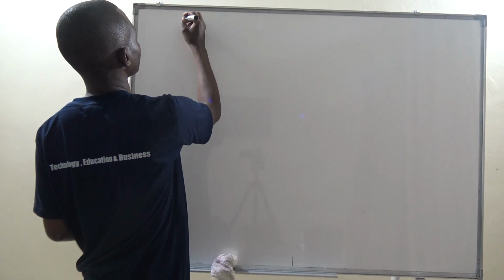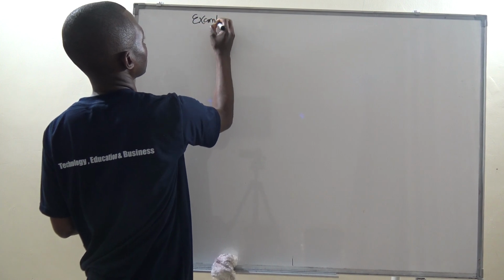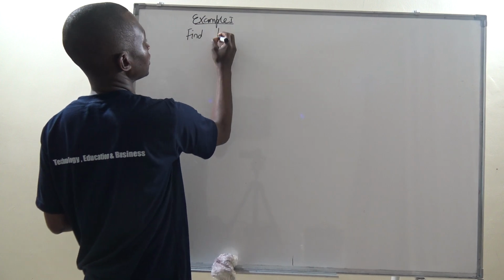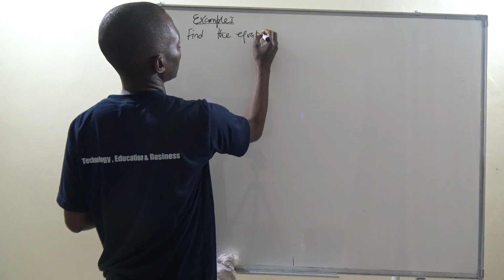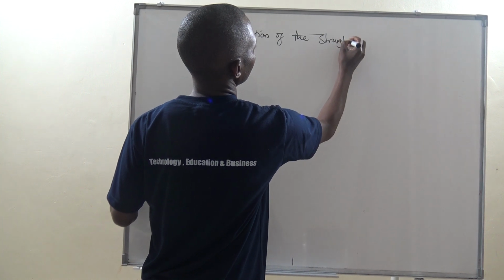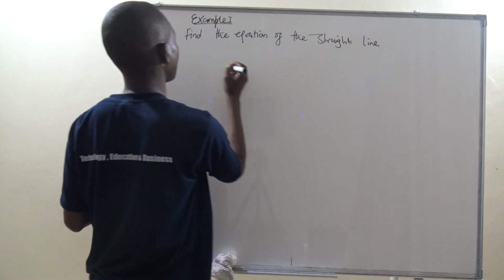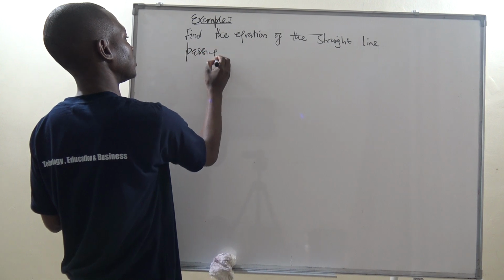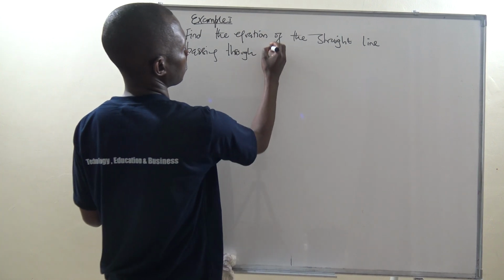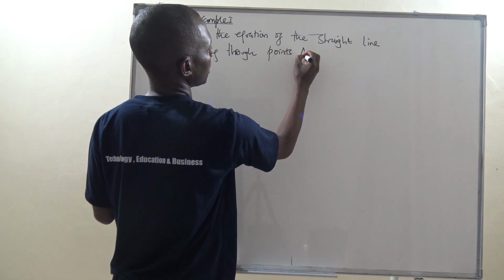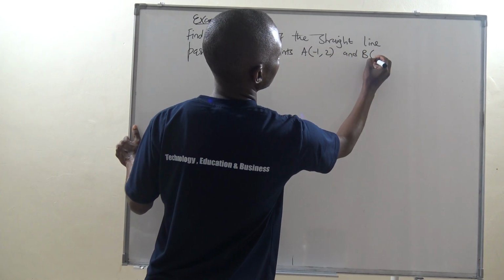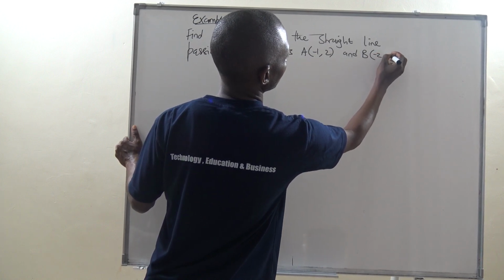The first example is example number 1. The first example, they can set for you and they say, find the equation of the straight line passing through points A, -1, 2, and B, -2, -3.